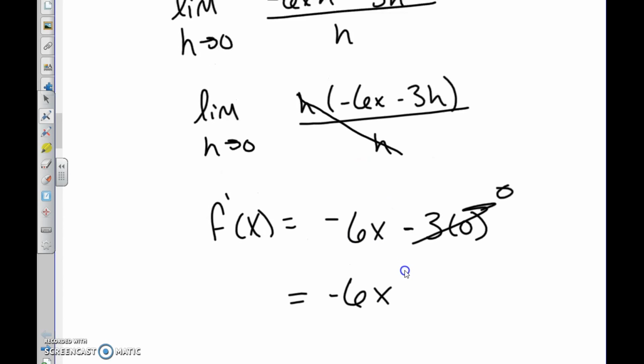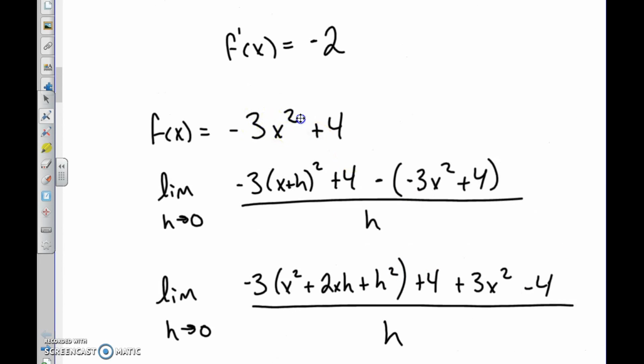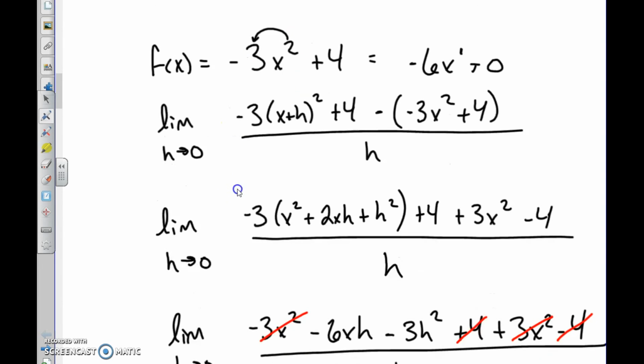And like I said, you can always check yourself. Since it's later in calculus, you can use the power rule. And by using the power rule, we take this 2 and we multiply it to the front, and that would give me negative 6x. The power goes down 1, so that would be to the first. And the derivative of a constant is 0. So there's where the negative 6x comes in. Okay, so that is the definition of a derivative using a limit approach.